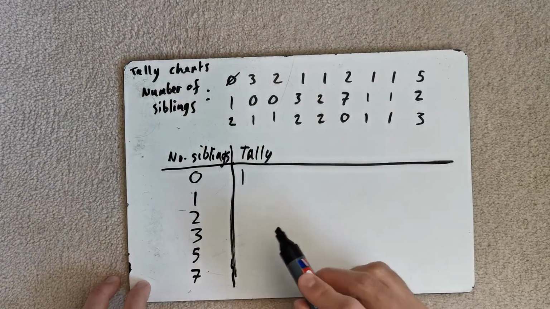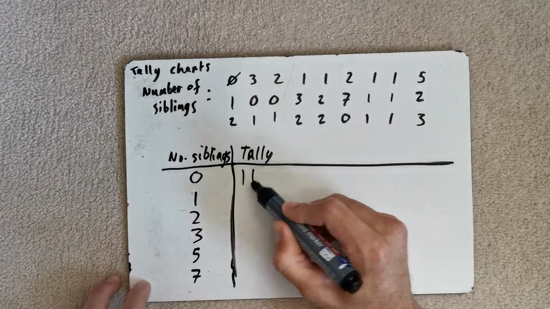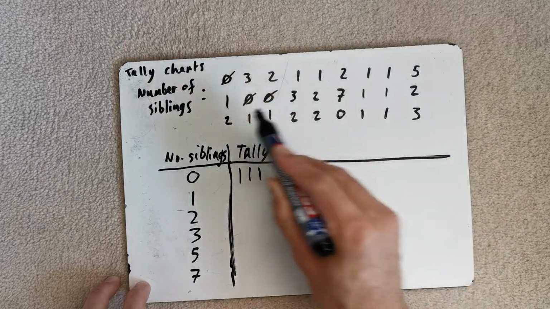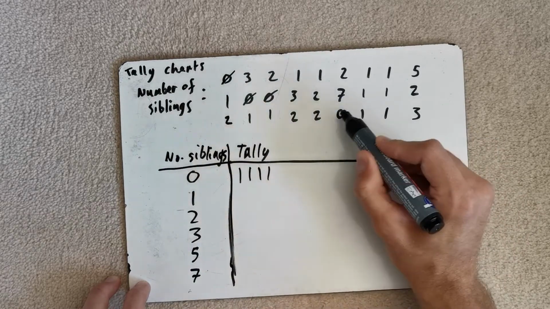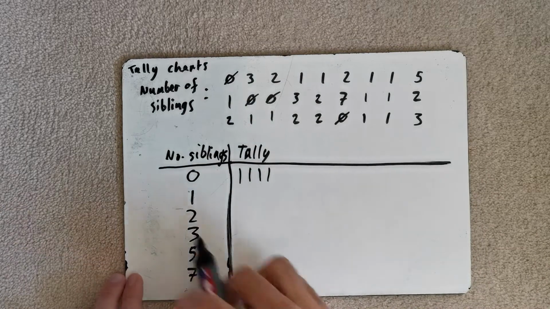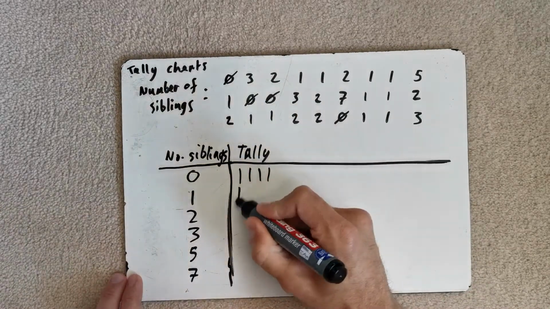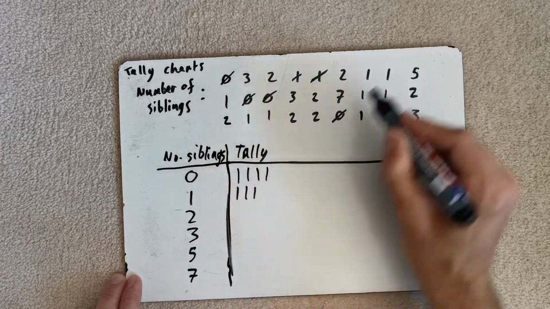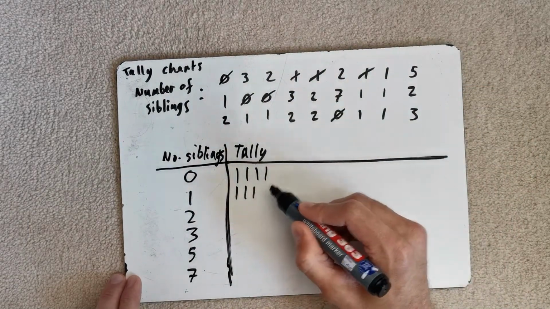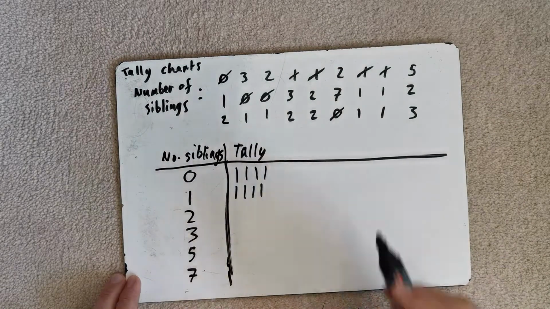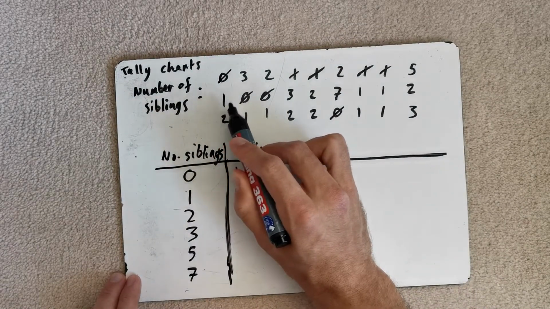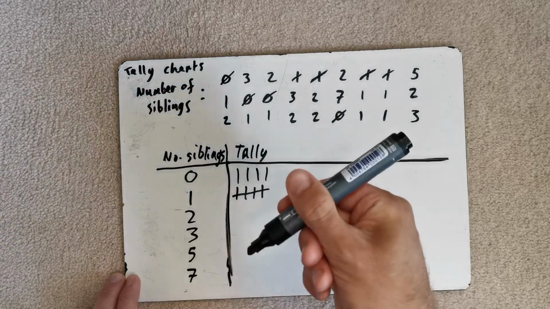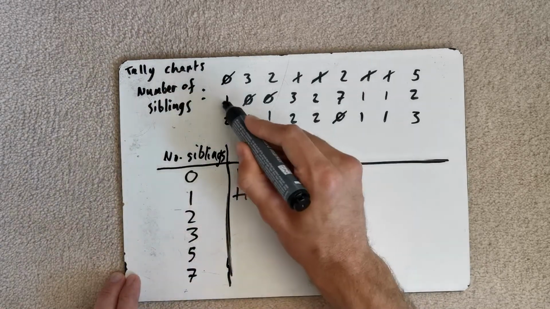Let's see. One person here on 0, another person here on 0, another person here on 0, and another person here with 0. That's them done. Okay, let's go on to the ones, shall we? So 1, 2, 3, 4, and then 5. Okay, 5, got to do something special. We cross through it. You can do a diagonal line, you can do a line straight through. It doesn't matter.